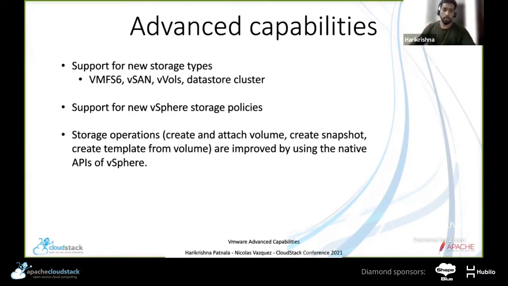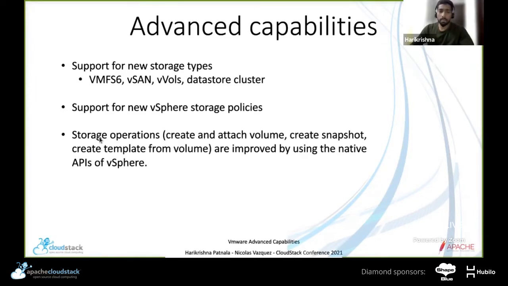As part of this, we have got many new things added into CloudStack, starting with CloudStack 4.15. One of them is support for the new storage types. We are covering all the storage types supported by vSphere in CloudStack as well, which covers VMFS6, vSAN, vVols, and Datastore cluster. The next storage technology also supported in CloudStack is vSphere storage policies. I'll cover this in detail in the next slides.